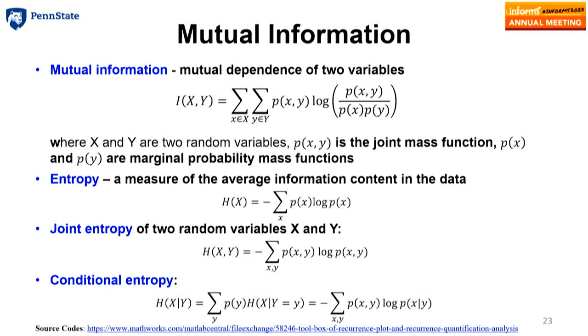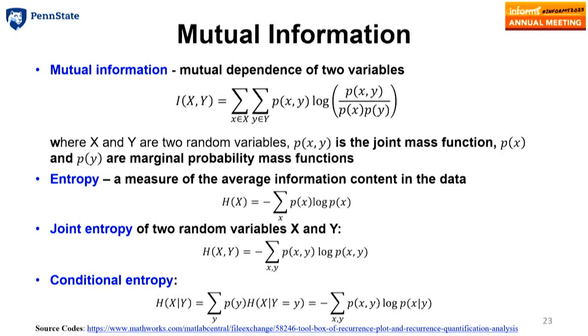As we can see, this is a definition of mutual dependence of two variables, x and y. We have the joint distribution, probability p(x,y) and log p(x,y), and then the marginal distributions px and py, where x and y are two random variables, p(x,y) is the joint mass function, and px, py are marginal functions.